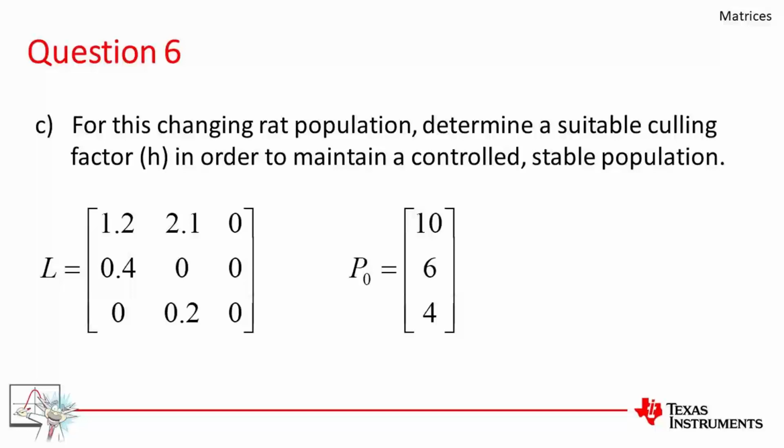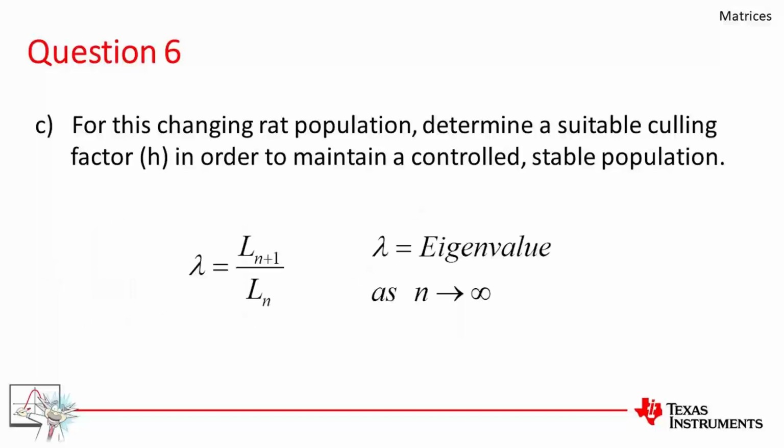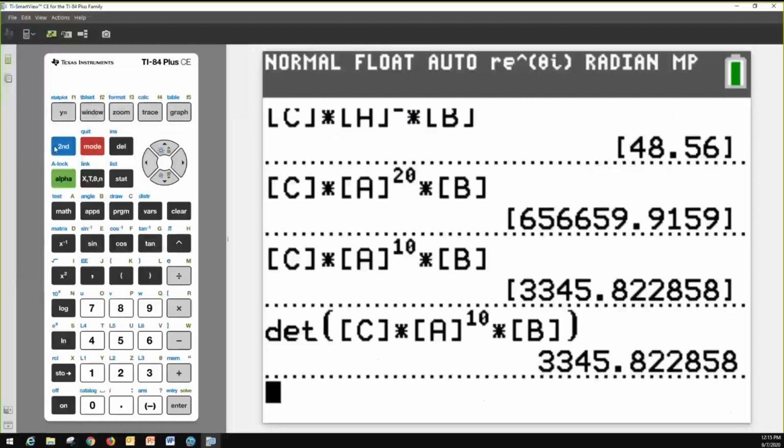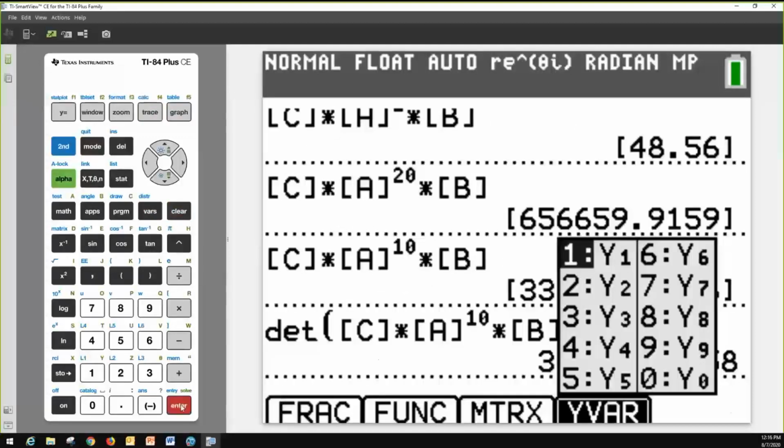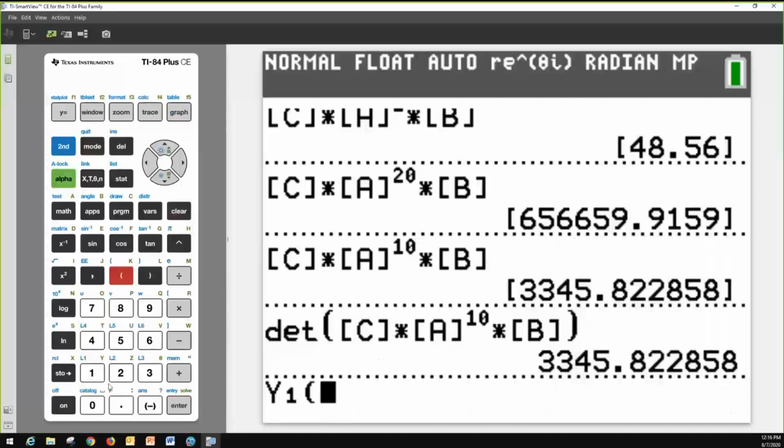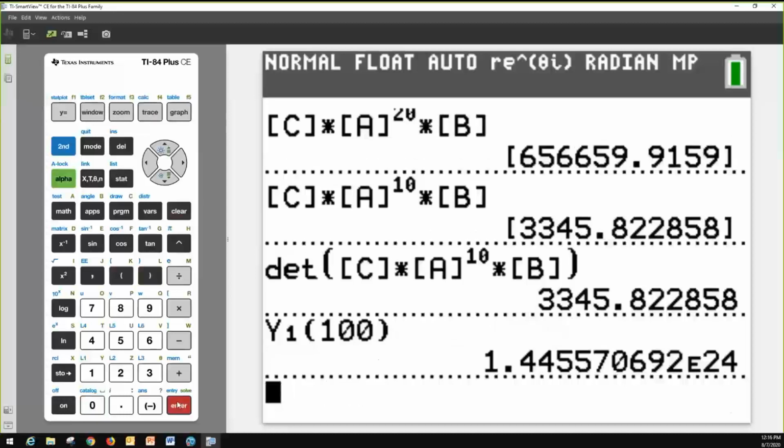And part C for this question looks at culling off the rats because nobody wants to see that many rats. We want to reach a stable population of rats. So the stable population is looking at what happens in the long term, and that can give us the rate. So if I pick up my Y variable, I'll pick it up a different way this time. If I go alpha, F4, you can see I can pick up my Y variable. And let's do 100 generations of these rats. That's a lot of rats. Let's do 99 generations.